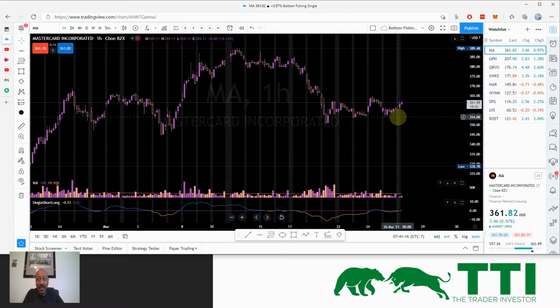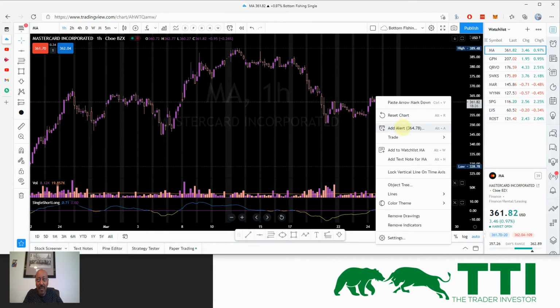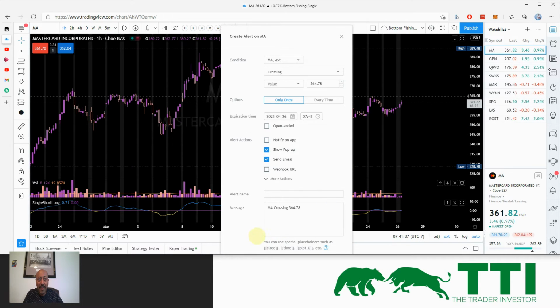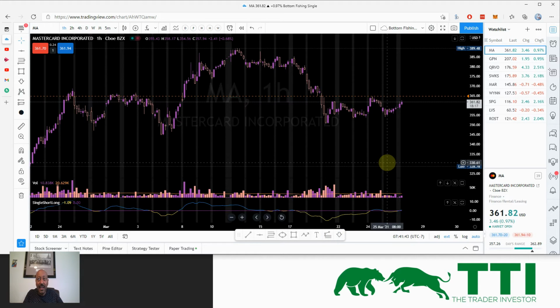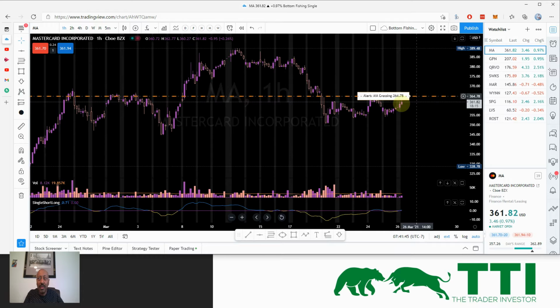And then what I'm looking for is I want to see a higher low made. And once I see a higher low right here, then I want to set an alert at the highs here because I want to see a new higher high made. And so once I have that alert, I create that alert and boom, I'm ready to take action on MasterCard when it crosses the 365 area. Because that is a signal that we're starting to make higher highs.